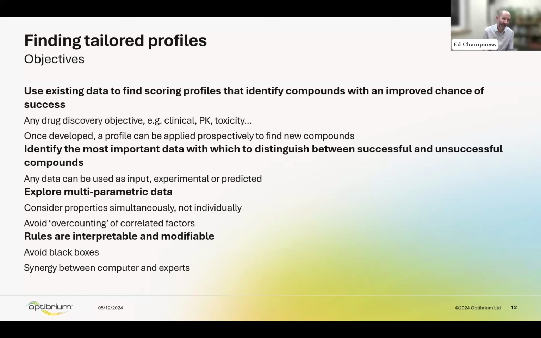And then really going back to the criteria I specified for MPO in the first place, we want to make sure that what comes out of this is something that is interpretable and modifiable. We don't want any kind of black box. What we'd ideally like is an approach we can use to find tailored profiles that we as experts can make sure make sense to us. Ideally, do it in a way that is synergistic between the power of the computer to find the rules and you as the experts to then make sure they're tailored to what you understand about the project.